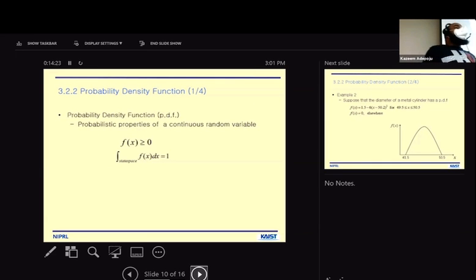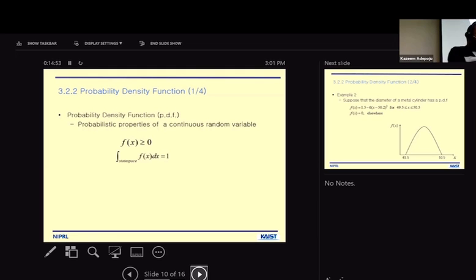Under discrete, we said the sum of the probabilities must be equal to 1, right? But under continuous, we don't talk about sum. We talk about the antiderivative. Take a look at the integral: the integral of f of x dx equals 1. You remember last time I told you, for you to be able to understand chapter 3, you need to revise your knowledge of basic calculus. So make sure you revise it.